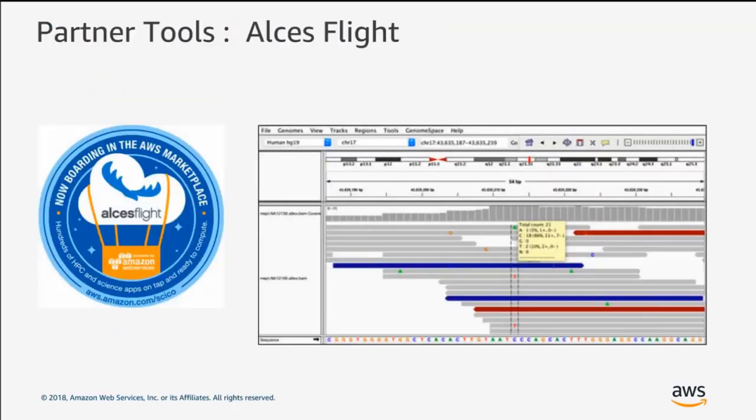And not to go unnoticed, but there is a significant partner presence in the AWS Marketplace that provide a number of good utilities and common tools for high performance computing. And so Alces Flight is one good example, shown here providing the IGV genome browser, but it has a number of other utilities available as well. And so the image is available in the Marketplace.